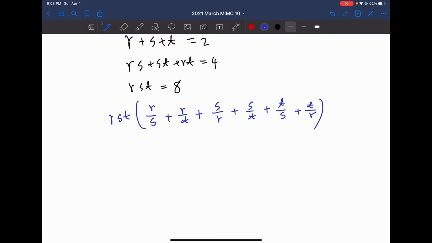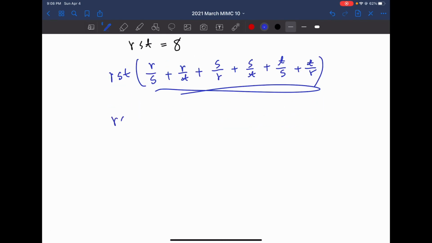And the value inside can be simplified into (r plus s plus t) times something, as we realize that you can combine these terms. We don't want to do it in one step, so that you can follow it.